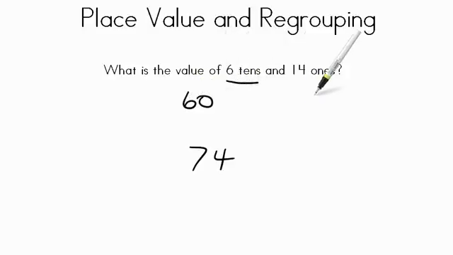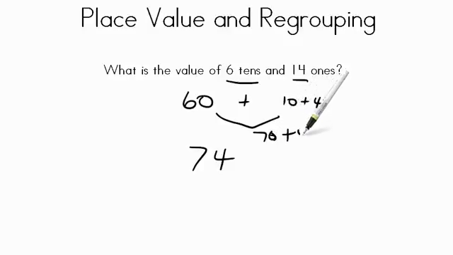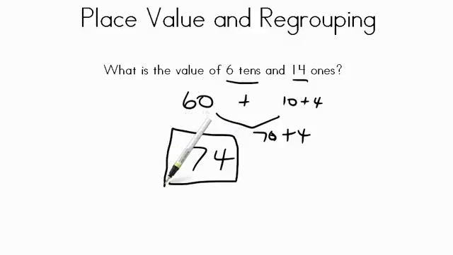If we look here, 6 10s is the same as 60. And here we have 14 ones. 14 ones is 1 10 and 4 ones. We can add 60 plus 10 to get 70, and then add 4 more on. So 60 and 10 is 70 plus 4. 70 plus 4, we get a value of 74.